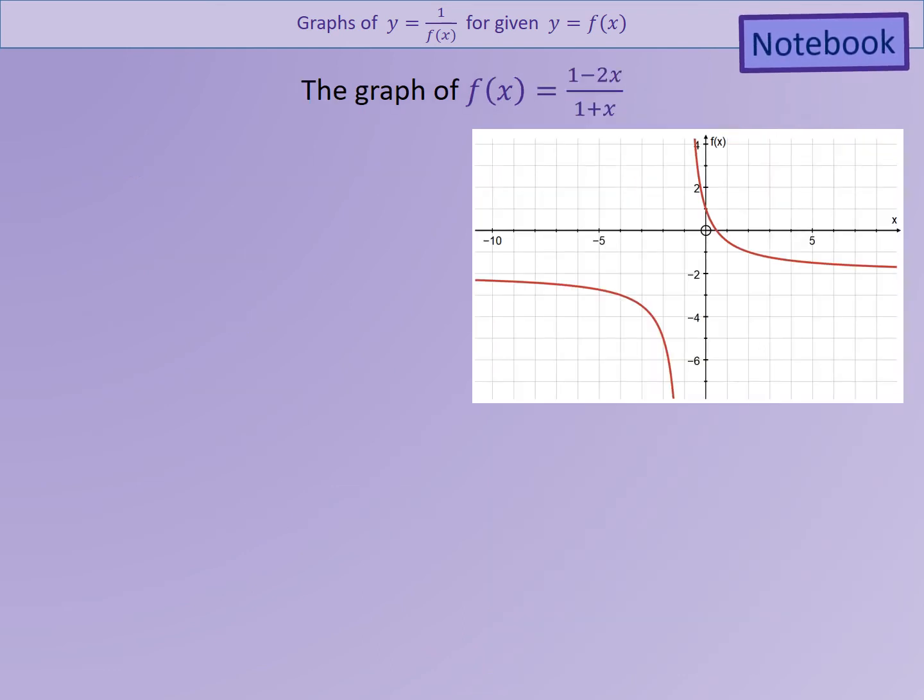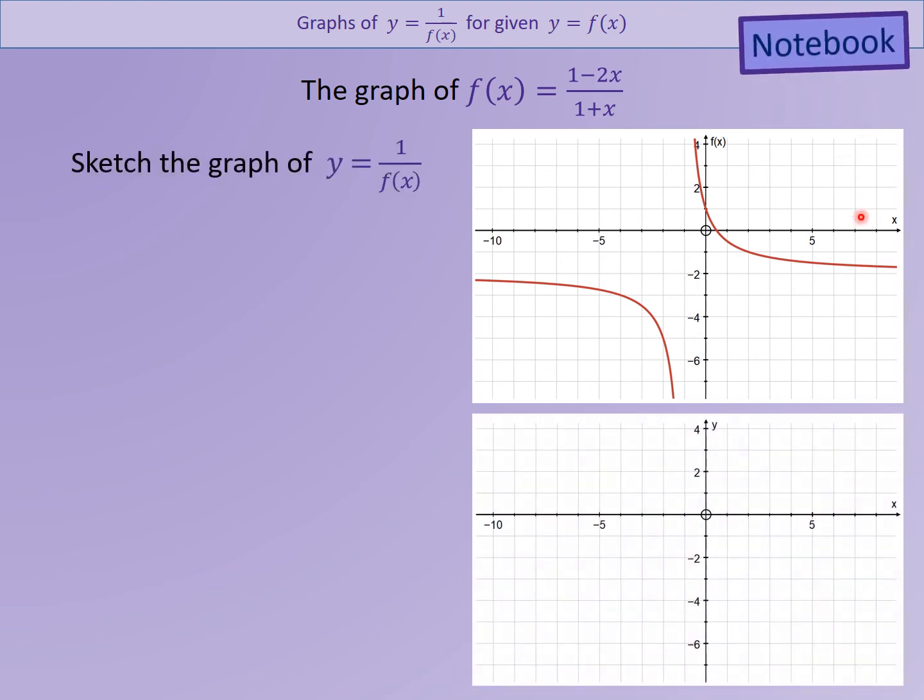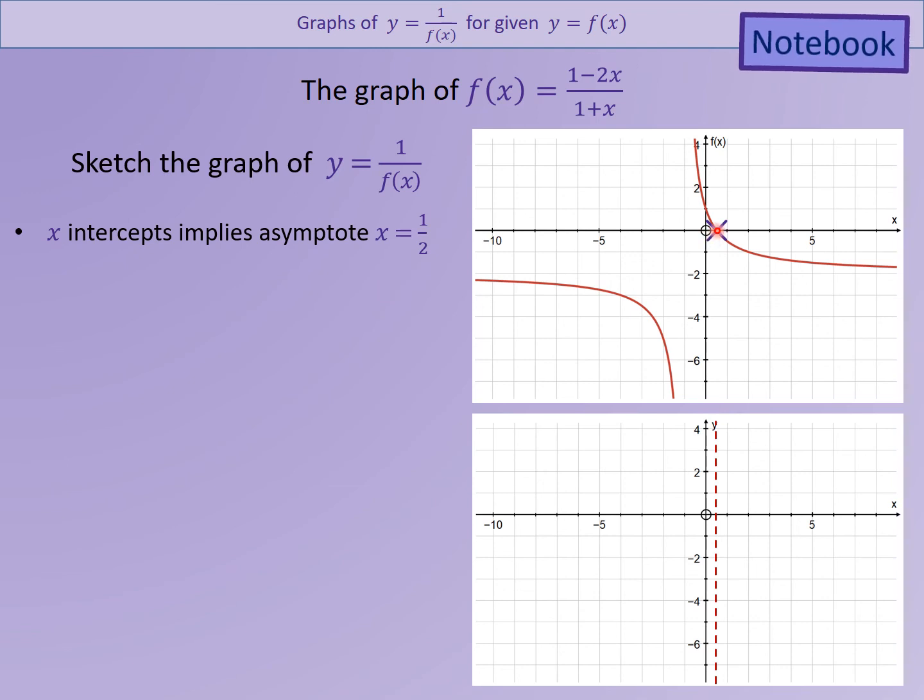Okay, so we're going to look at another example. And the reason why we're looking at this example is because this one has an asymptote on the original graph. So we want to know what happens to asymptotes. So first thing I want to do is same as before. Start with thinking about the x-intercepts. I know the x-intercept is at half, so therefore that produces an asymptote just there.